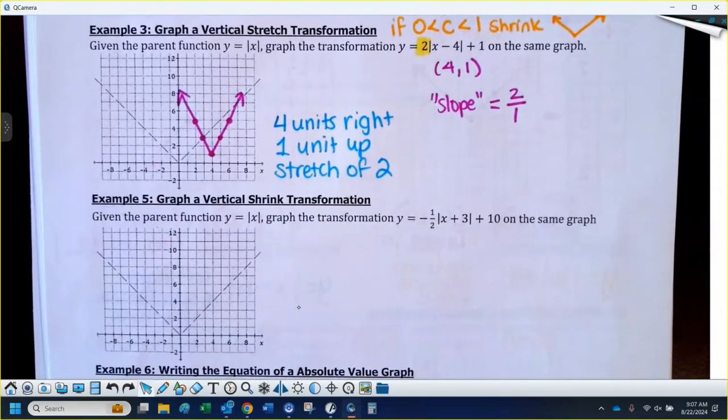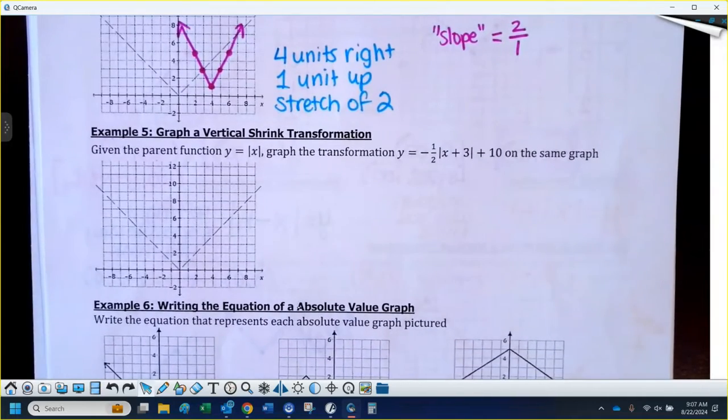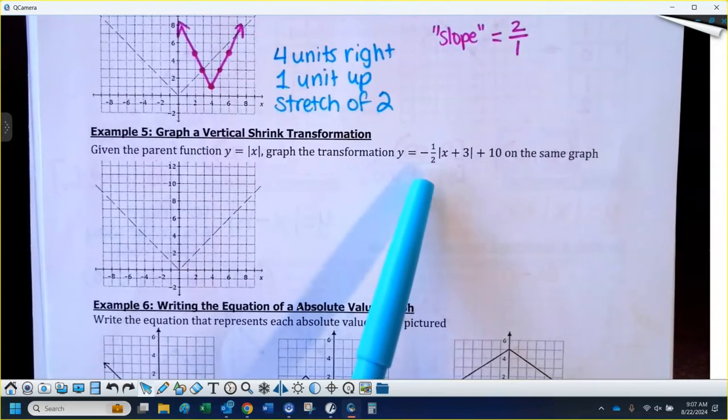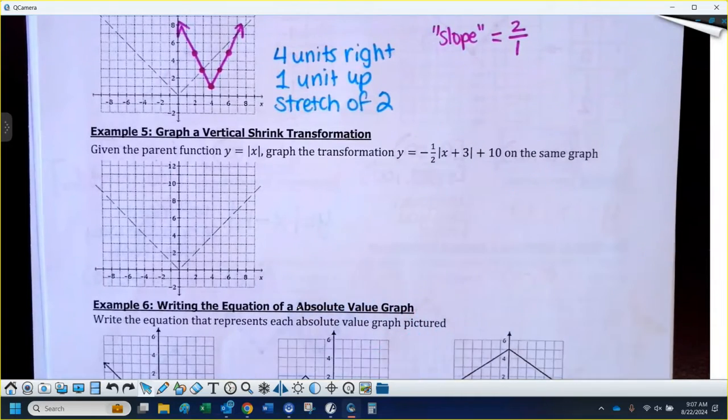Okay, see if you guys can try this one. Same thing, I've got y equals absolute value of x just so we can compare. This says negative 1/2, and then in your absolute value, x plus 3, plus 10. Can anybody just raise your hand and tell me what the vertex of that would be? It'll be in the very middle of the V.